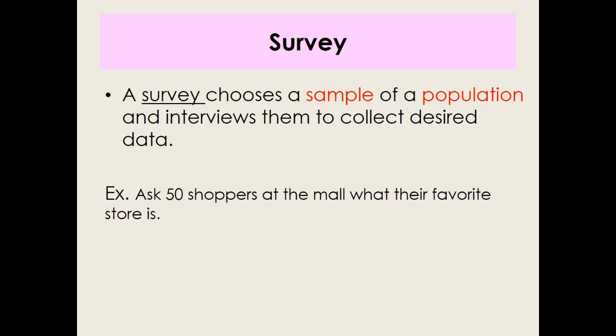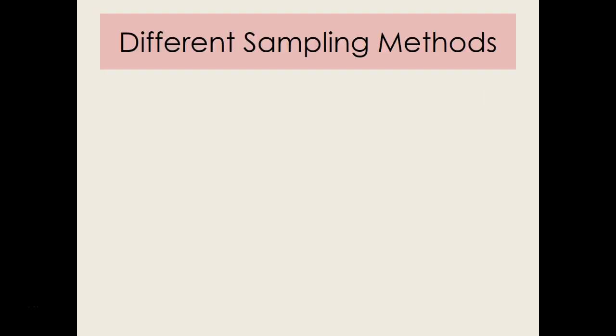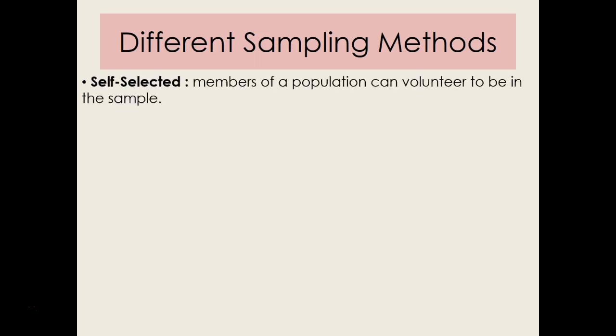One way that we collect data is using a survey. A survey chooses a subset of the population, or a sample of the population, and asks them questions or interviews them to collect data. For example, if we ask 50 shoppers at the mall what their favorite store is, we have taken a sample, a smaller group out of a larger population, and asked them the question. Some other different sampling methods that we see.